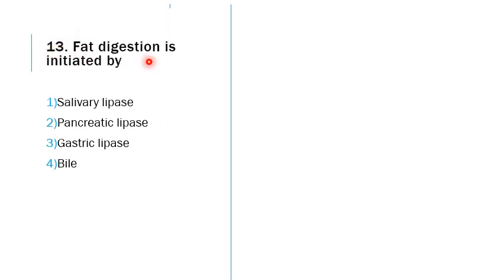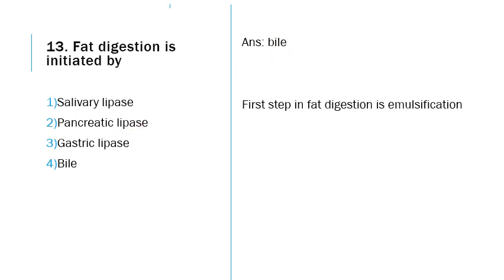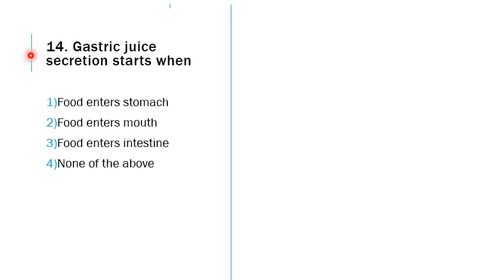13th one: fat digestion is initiated by, options are salivary lipase, pancreatic lipase, gastric lipase, and bile. The answer is bile. Pancreatic lipase cannot act directly on fat if bile is not secreted. Only after emulsification, as we have already seen in one of the previous slides, is that possible.